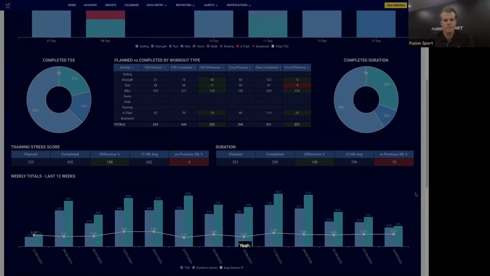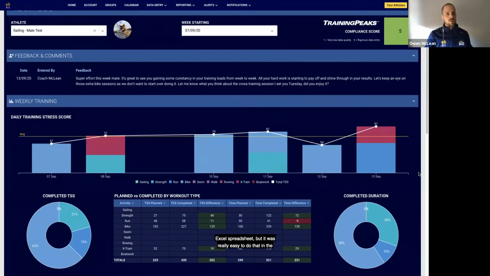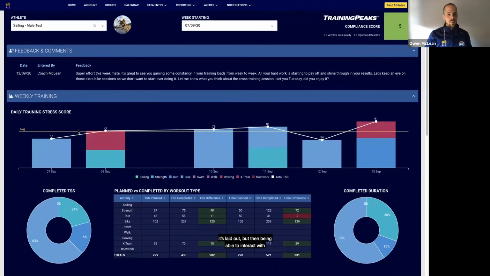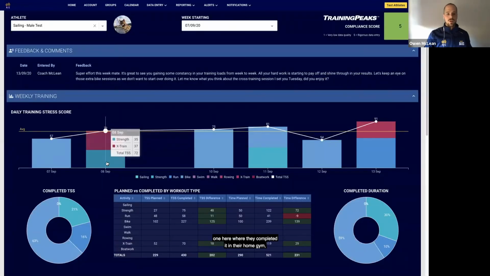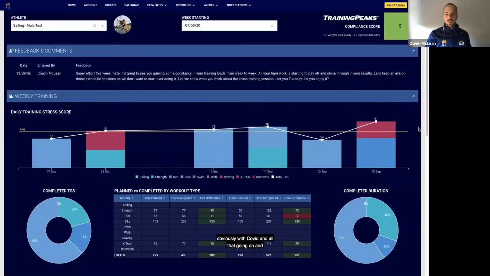It kind of makes it easier to make things look pretty when you don't have to worry about the variables, right? Yeah, so there was a bit of reverse engineering going on from the Excel spreadsheet, but it was really easy to do that in the Smartabase system with all the data flowing through from TrainingPeaks and capturing that for each athlete. But as I was saying before, it's about making this visually engaging in terms of the colors and the way it's laid out, but then being able to interact with it as well. So I think you might have seen when I was clicking around as Jeff was talking, just to be able to click on this bike session and see exactly what it was and the loads and times associated with that session, or this strength one here where they completed it in their home gym, obviously with COVID and all that going on.